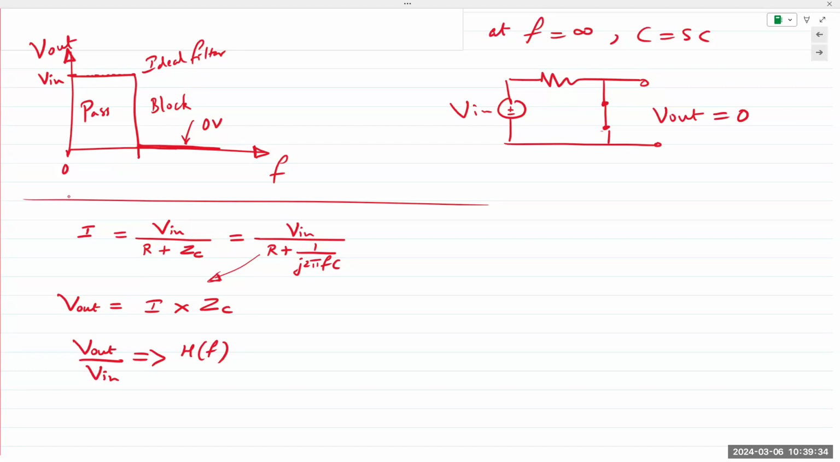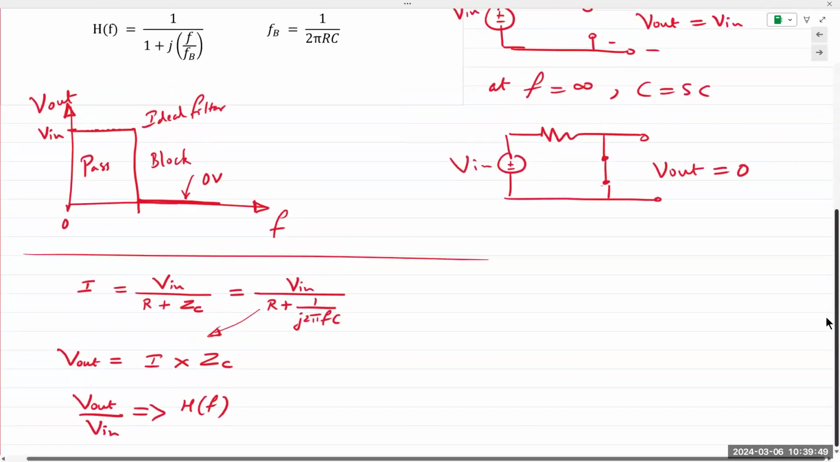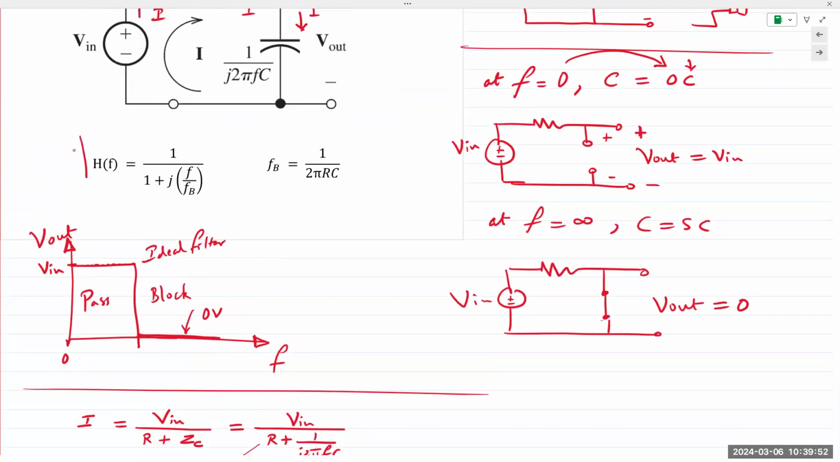There is a derivation. Again, it's simple. You simply insert ZC here and I from this equation, and you solve it. You rearrange the terms to get V out over V in, and you obtain an expression for the transfer function H of f that looks like this: one over 1 plus j f over fB, where f is the variable, right? The transfer function is a function of the frequency.